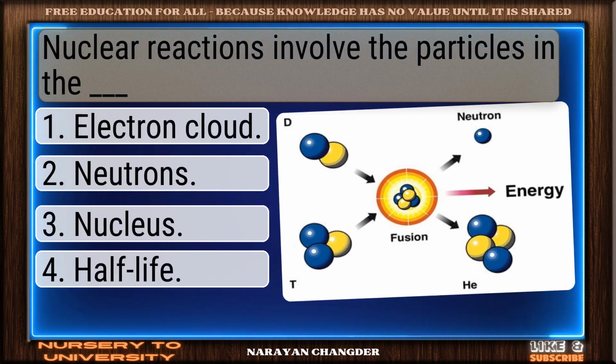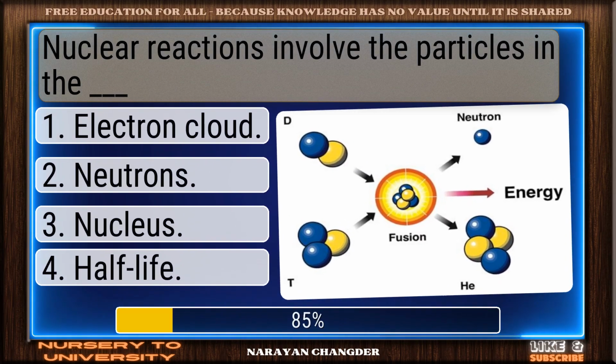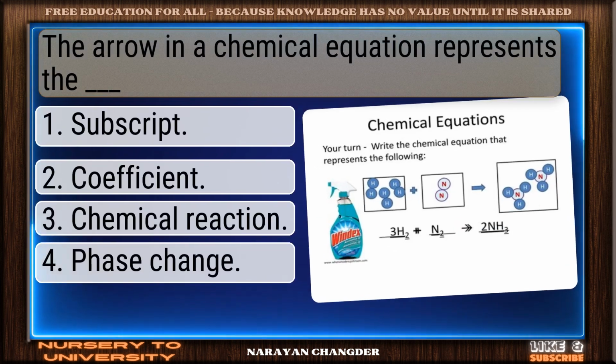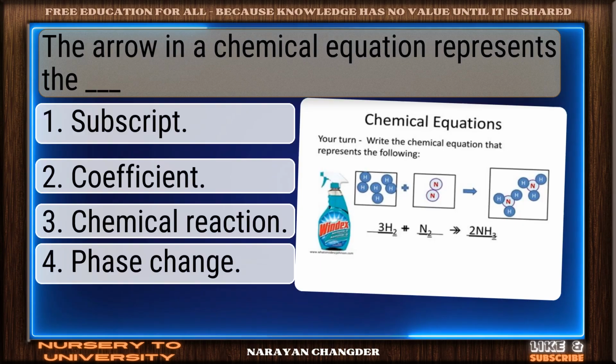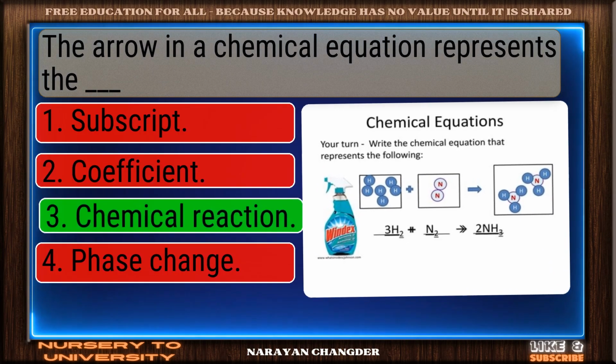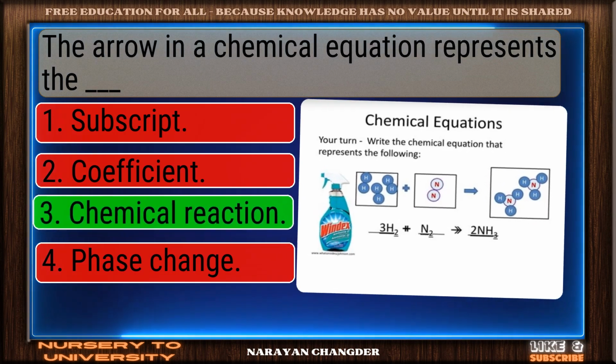Nuclear reactions involve the particles in the dash. Bravo! Nucleus is the answer. The arrow in a chemical equation represents the dash. Well done. Chemical reaction is the right choice.